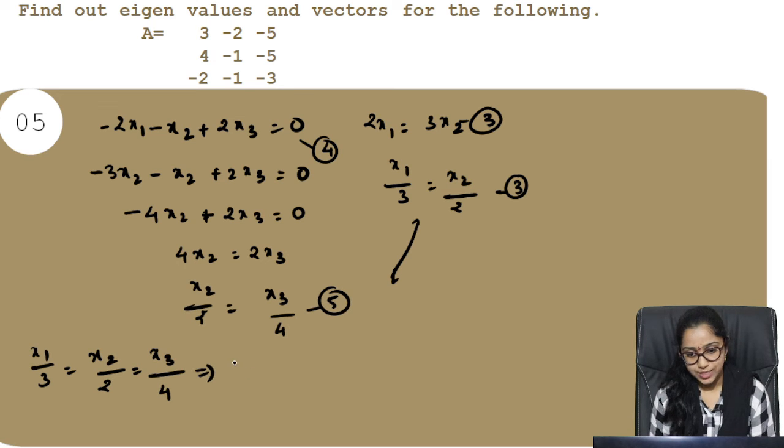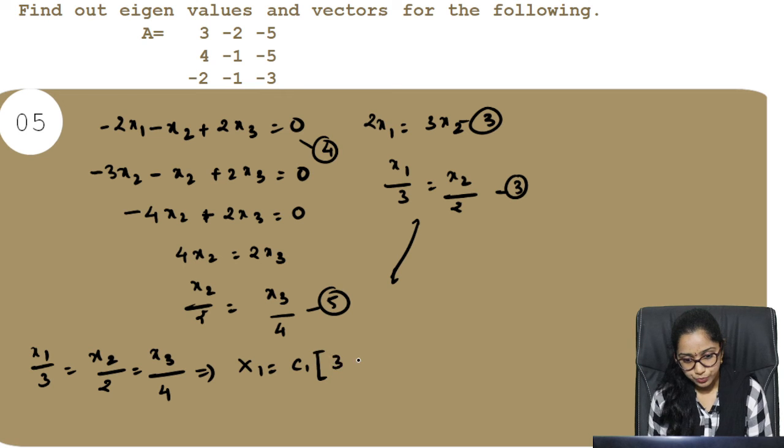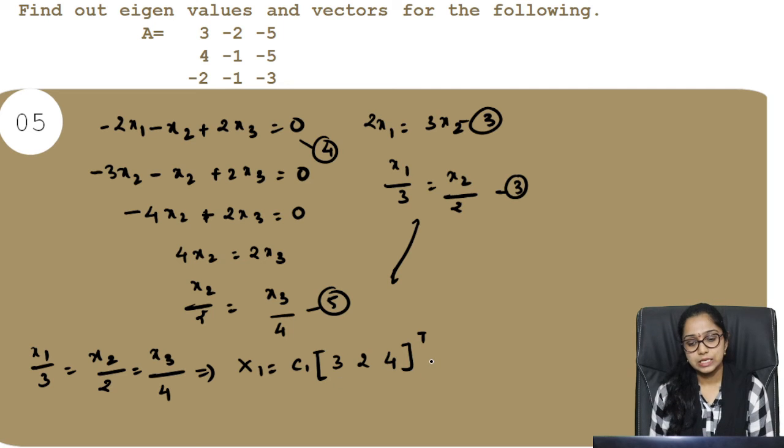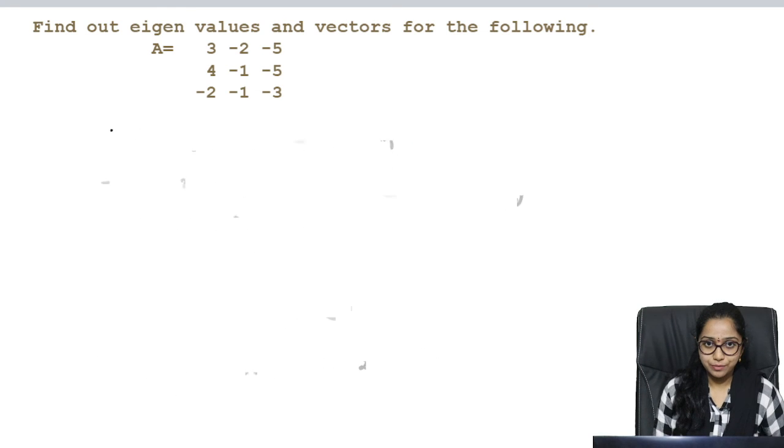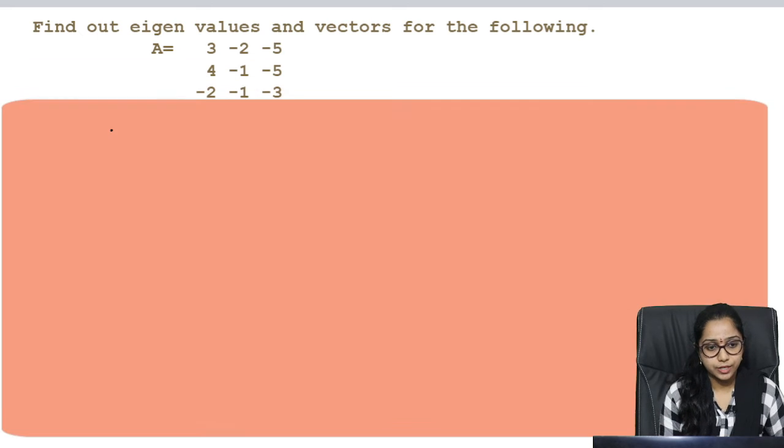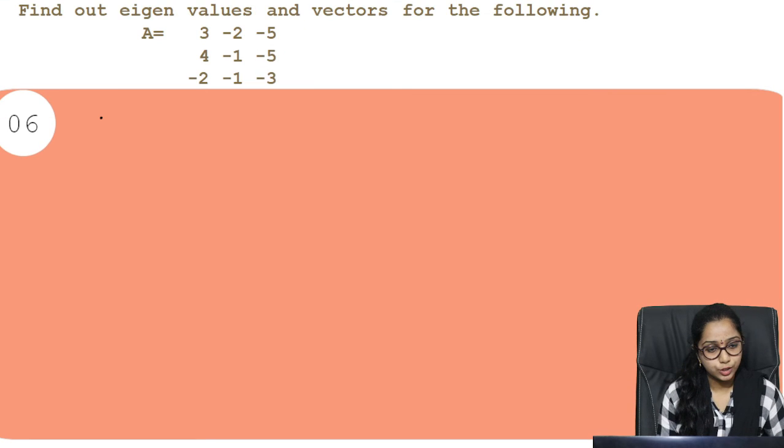Implies the resultant eigenvector for the eigenvalue lambda is equal to minus 5 is that x1 is equal to, let's say, some constant into 3, 2, 4 transpose. So this is the required eigenvector for the lambda value minus 5. Let's say this is one of the equations. So in a similar way, we have to find out the eigenvector for eigenvalue 2.